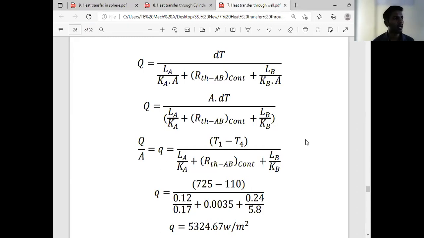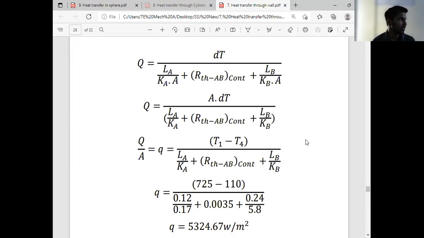So can anyone tell me how to find out T2 minus T3? कसं फाइंड आउट करावं लागेल? काय लॉजिक आहे सांगा? What is the logic? Q is equal to टेम्परेचर डिफरन्स अपॉन रेजिस्टन्स. कुठल्या ह्याच्यासाठी वापरायचं ते? पूर्ण कंपोजिट वॉल साठी इक्वेशन यूज करायचं का फक्त प्लेट ए साठी वापरायचं? आपल्याला काय फाइंड आउट करायचं आहे? T2 - T3 फाइंड आउट करायचं आहे, बरोबर.